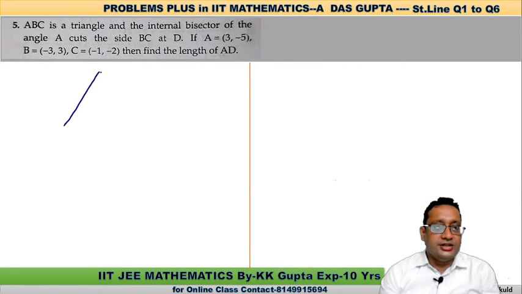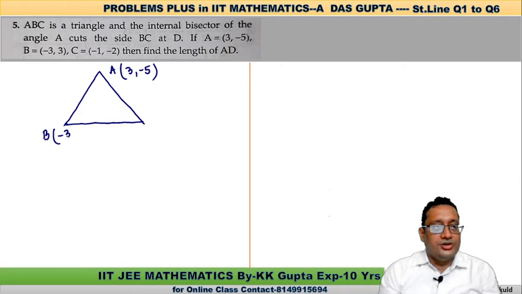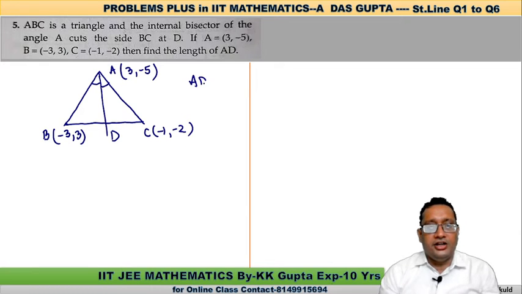Now I am considering triangle ABC. This is A, the coordinate is mentioned here (3, -5). Now talking about B, that is (-3, 3), and C (-1, -2). And this is the internal angle bisector of angle A. It intersects the side BC at D, and I have to find the length AD.